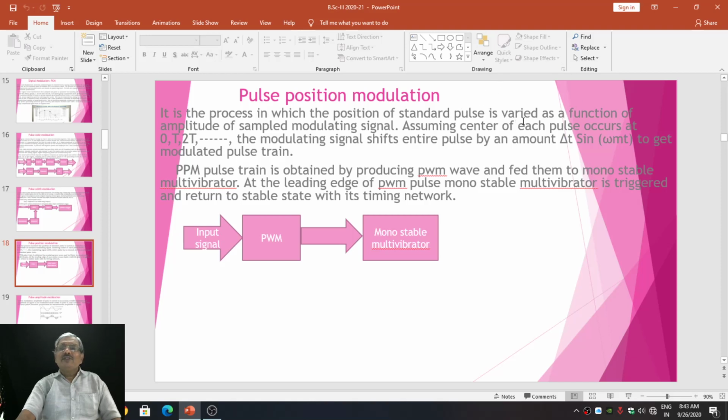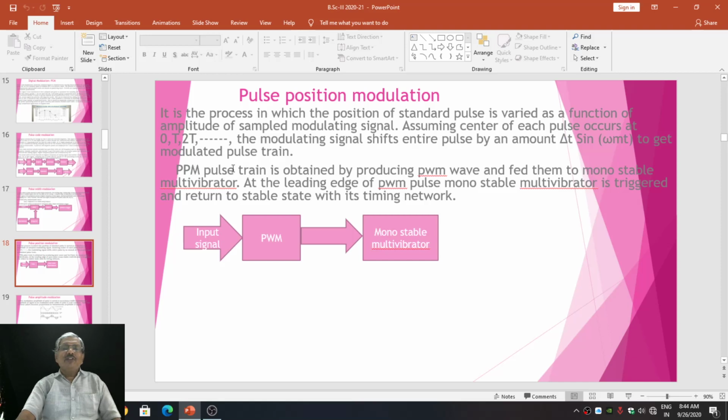Assuming the center of each pulse occurs at time interval 0, t to t, the modulating signal shifts the entire pulse by an amount delta t sine of omega mt to get the modulated pulse train.